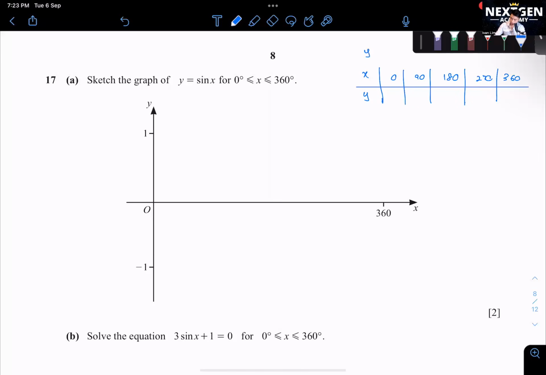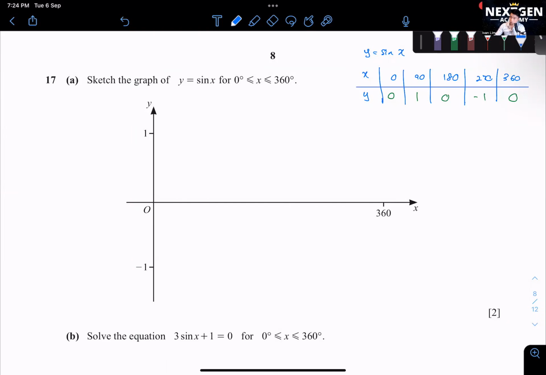This is a sine x graph, right? So you just type in your calculator like this: sine 0 equals to what? 0. Sine 90 equals to 1. Sine 180, 0. Sine 270, -1. Sine 360, 0. This is what you do if you really forget the shape of it. You all need to know all sine, cos, and tangent shapes.